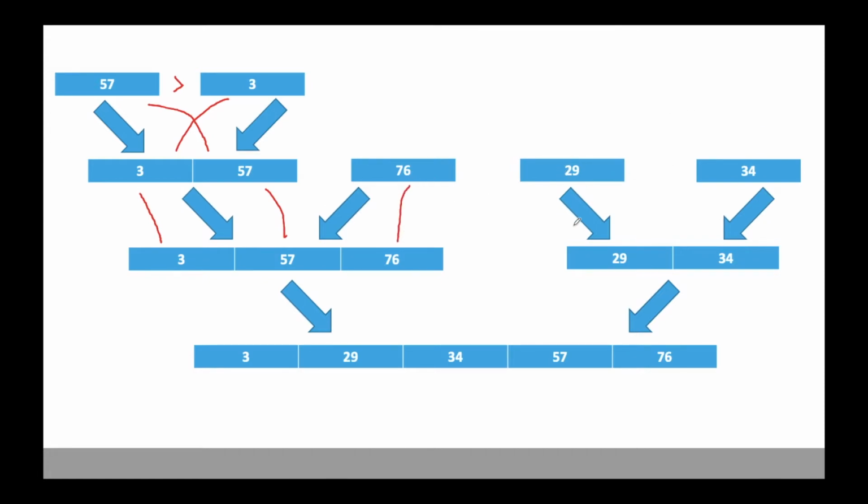Now if we look at the right, we have 29 and 34. 29 is less than 34, so 29 goes into the sorted, and then 34 goes into sorted. Now we have 3, 57, and 76, and the other elements, 29 and 34.